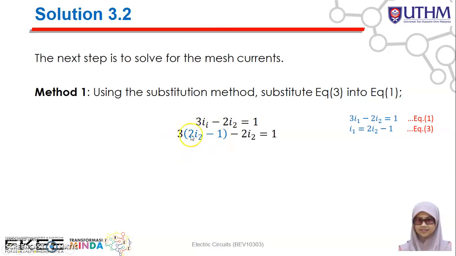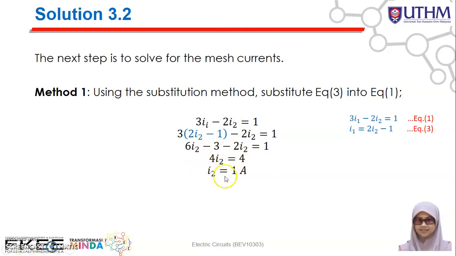And then I rearrange my equation, become 6I2 minus 3 minus 2I2 equal to 1. Okay. And then finally 6 minus 2 is equal to 4I2. Negative 3 bring to this side. 1 plus 3 is equal to 4. And then finally I2 is equal to 1 ampere.